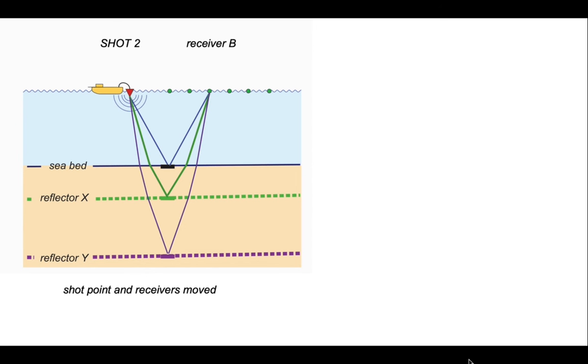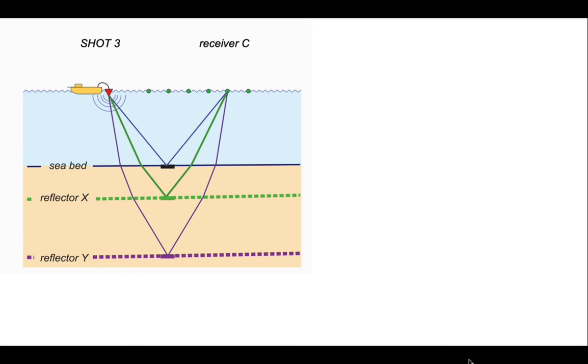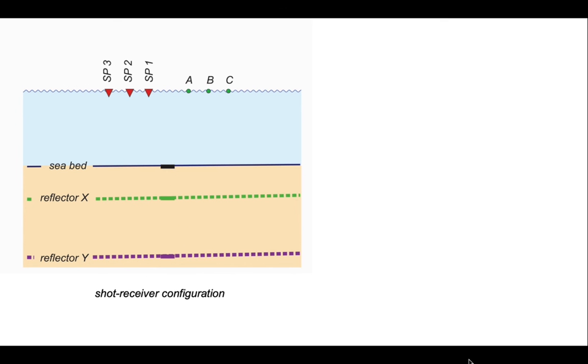So, with respect to the seabed, the shot point and the receivers have moved. Let's do it again. The seismic vessel sails further on and lets off a blast on its air gun. And these are the ray paths for the seismic energy, again off those three patches, one on the seabed, one on reflector X, and one on reflector Y. And these are picked up at a new receiver again, which we'll call receiver C, further out again along our streamer. So this is the configuration of shots and receivers that we've just looked at, relative to those patches on the seabed, reflector X and reflector Y.